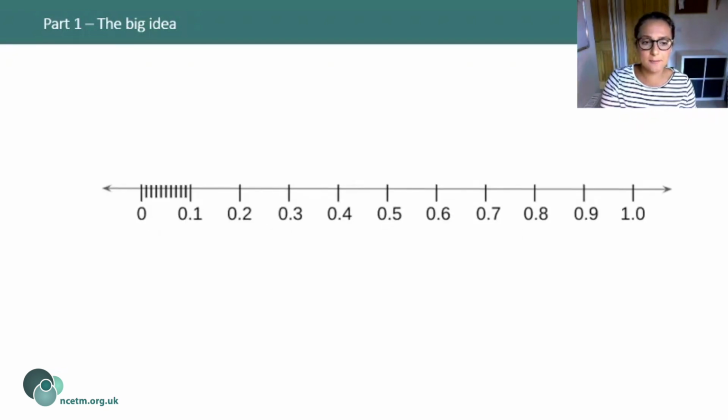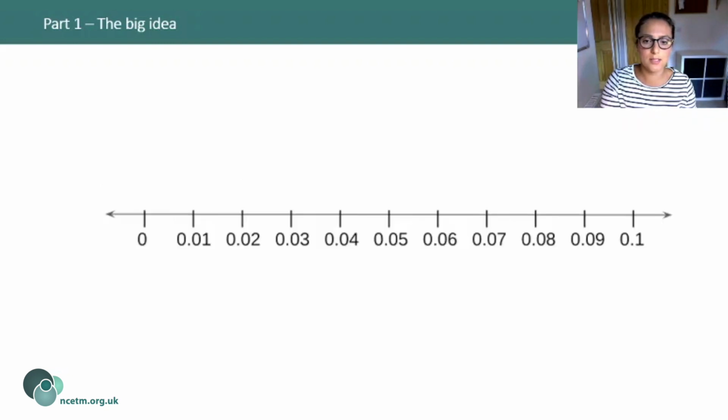And we can zoom in again. And again, we've got those markers on there to show that actually we can get even smaller. And zooming in.